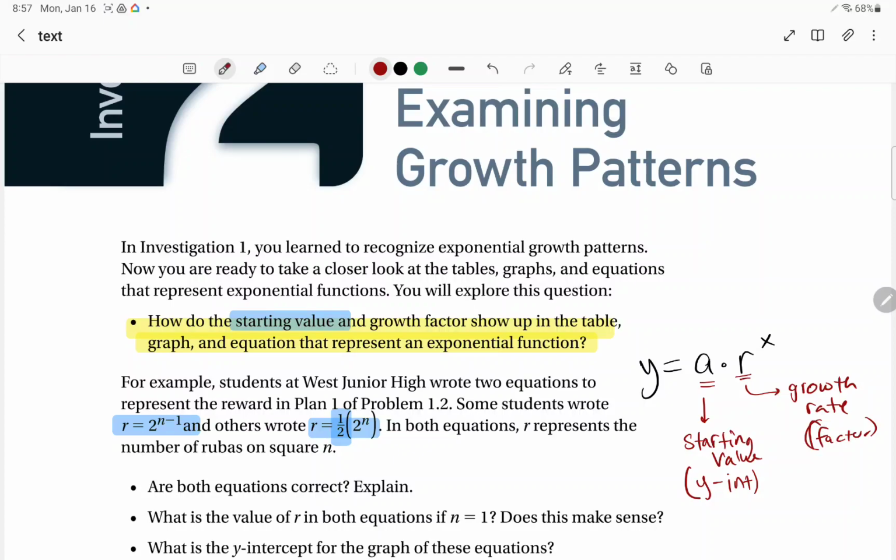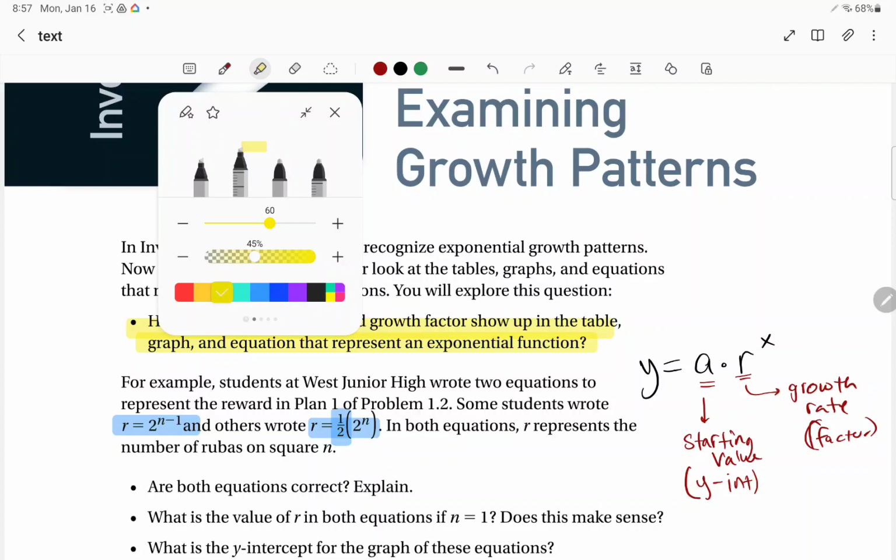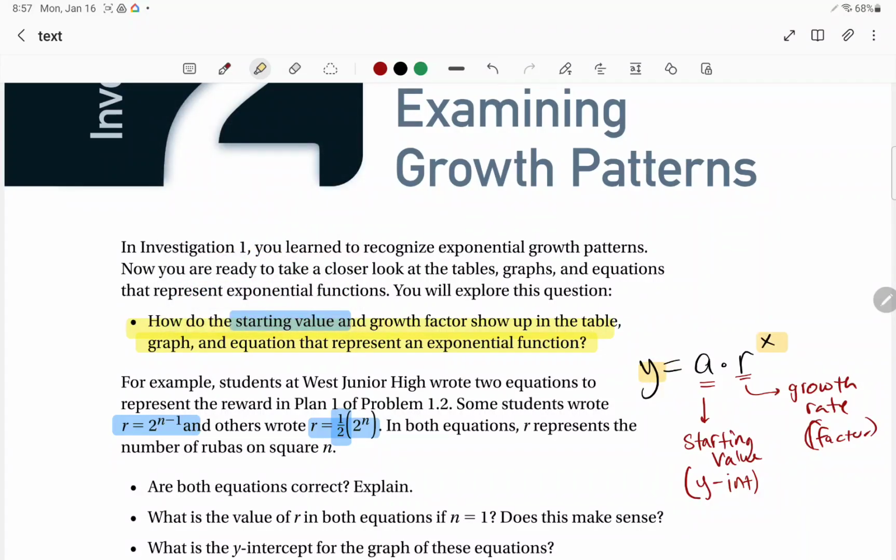Okay, so that would be your growth factor, growth rate, and the y and the x, those are always just your variables. So those should always be variables, whether or not you're going to use different letters for those. But a and r, you should have numbers there, and y and x, that's where your variables will always be. By variables, I mean it's going to be a letter of some sort.